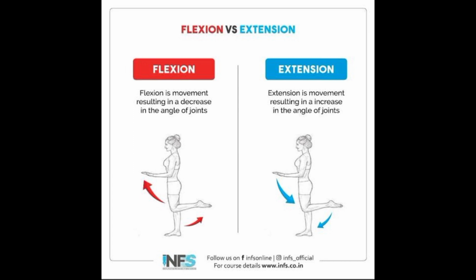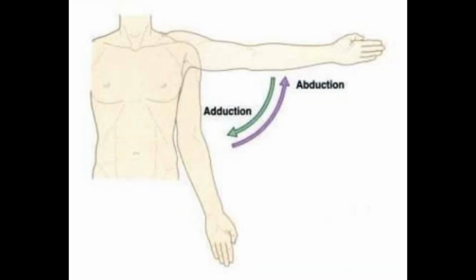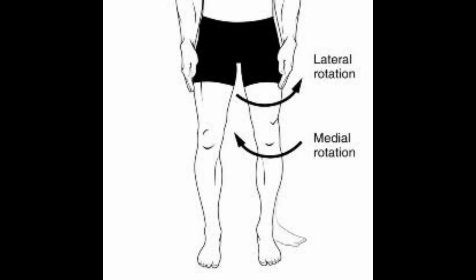Flexion refers to a movement that decreases the angle between two body parts, while extension refers to a movement that increases the angle between two body parts. Abduction and adduction. Abduction is a term that describes movement away from the midline, while adduction is a movement towards the midline. Medial and lateral rotation.